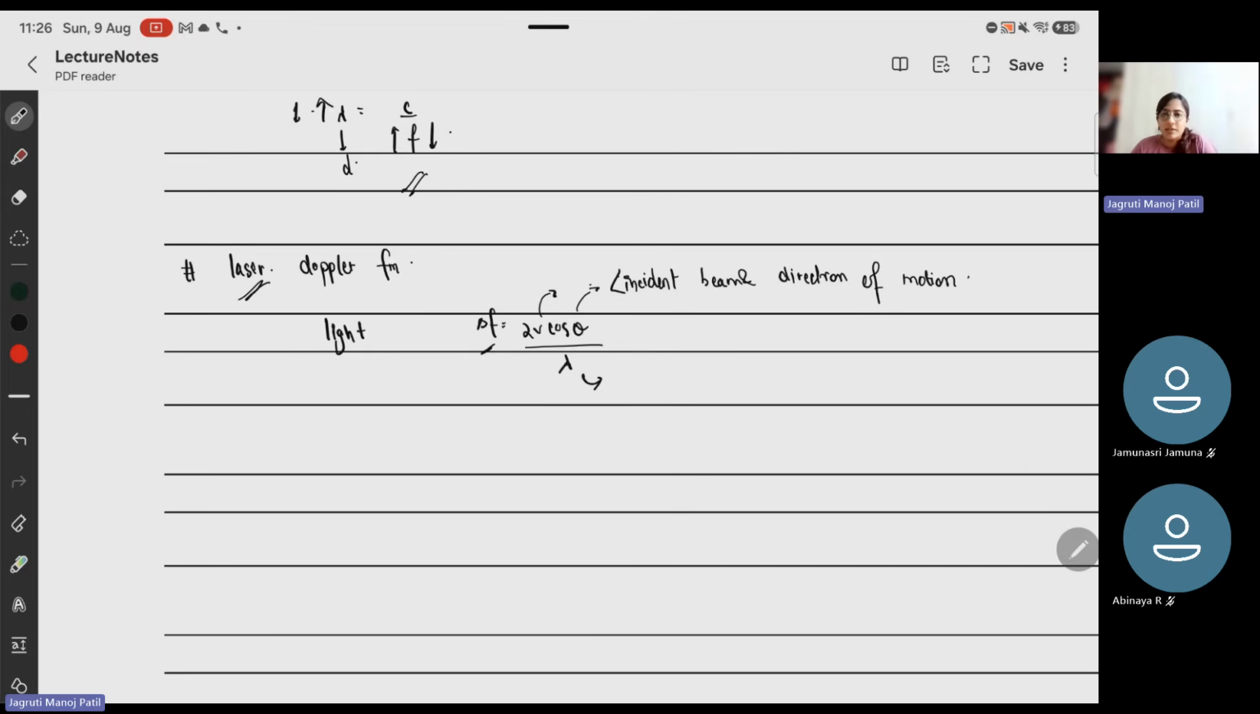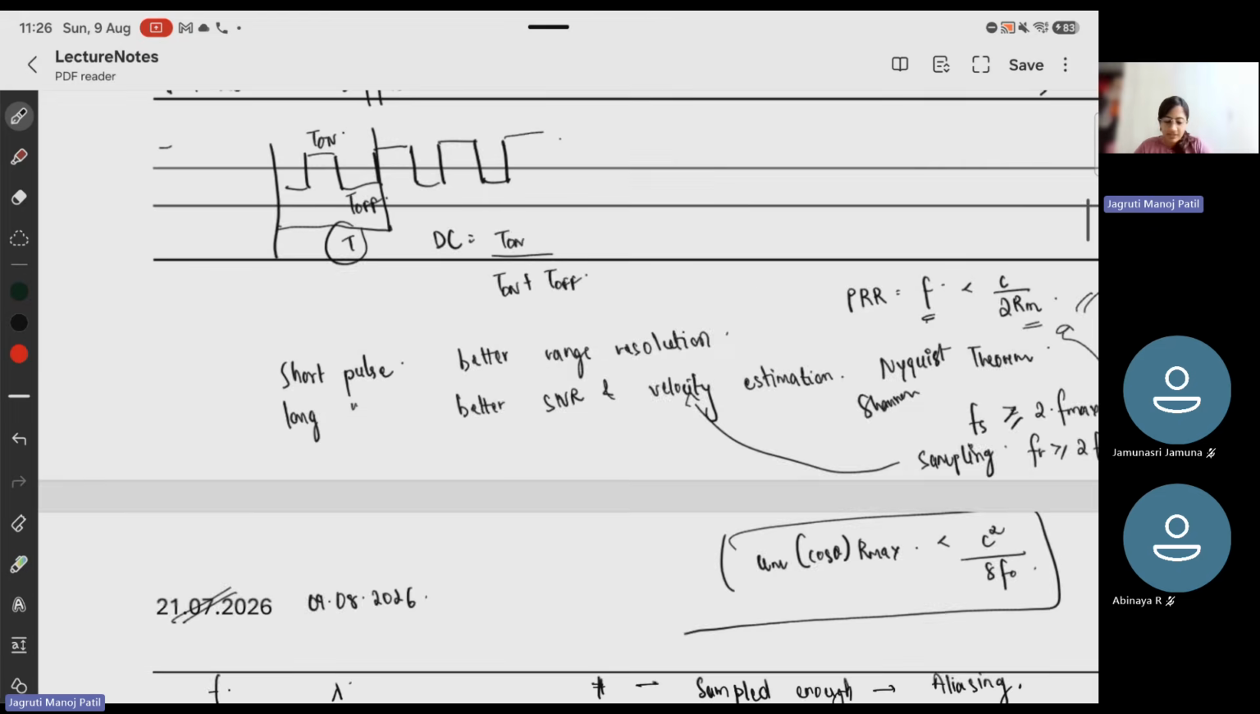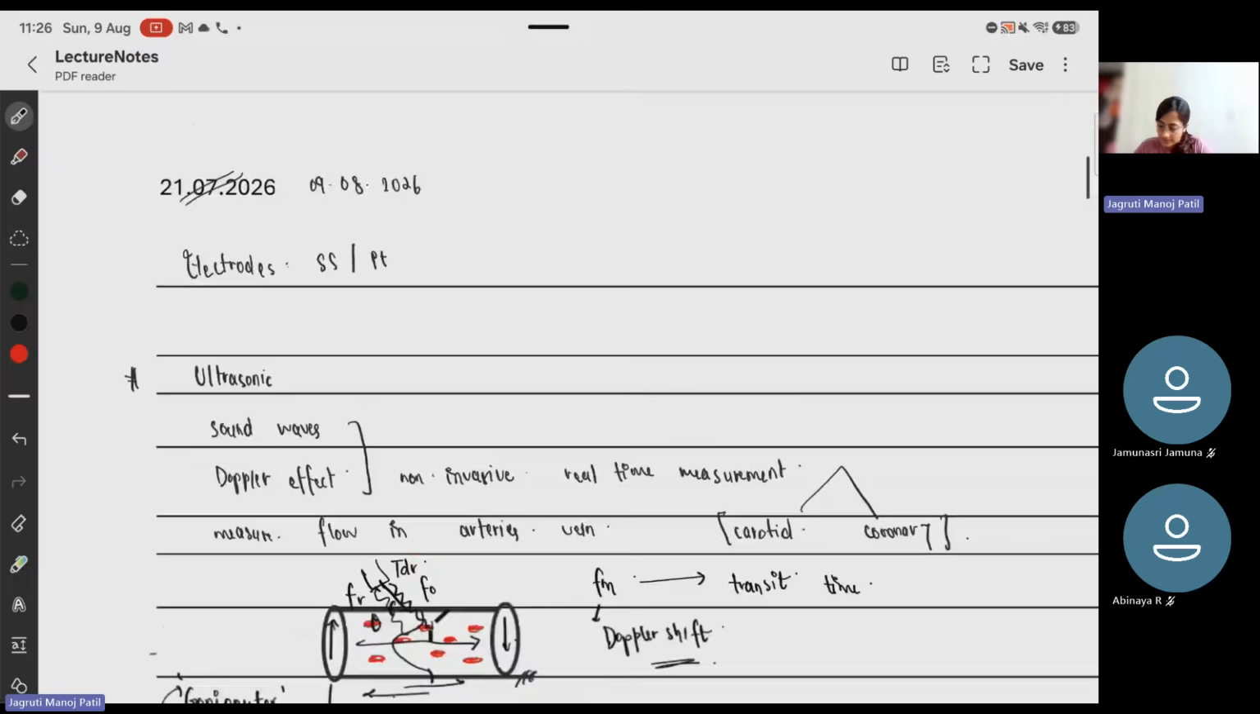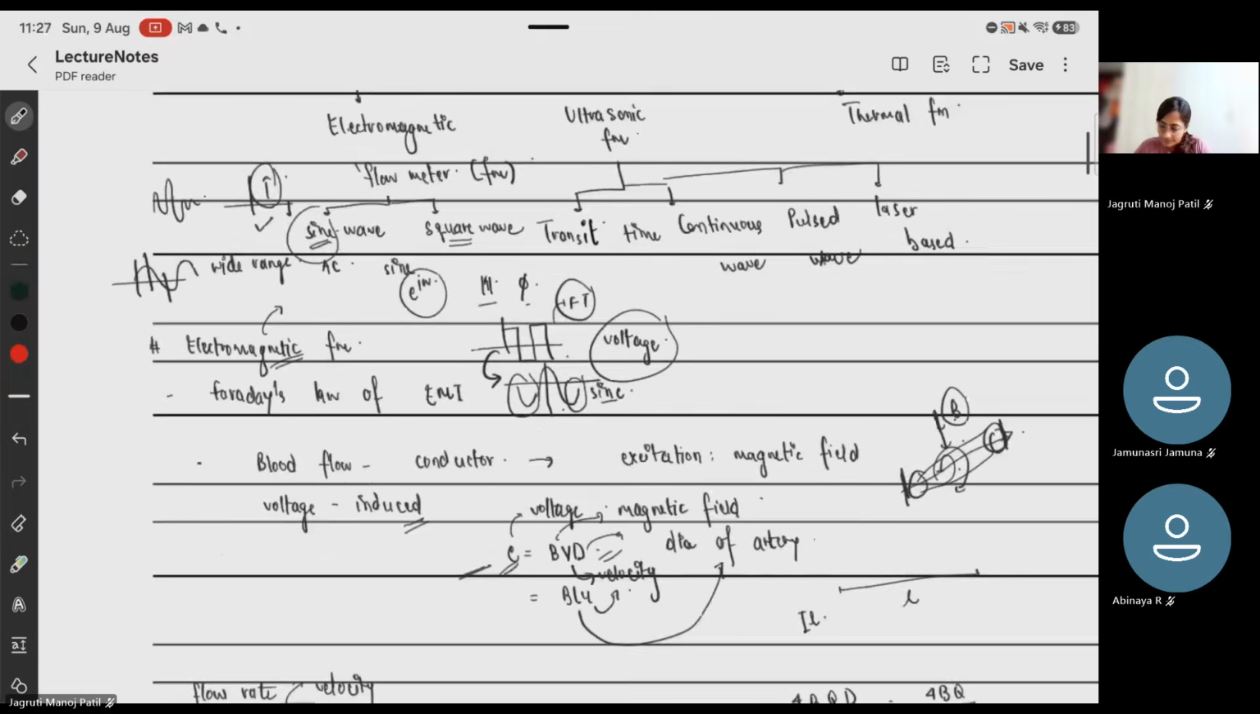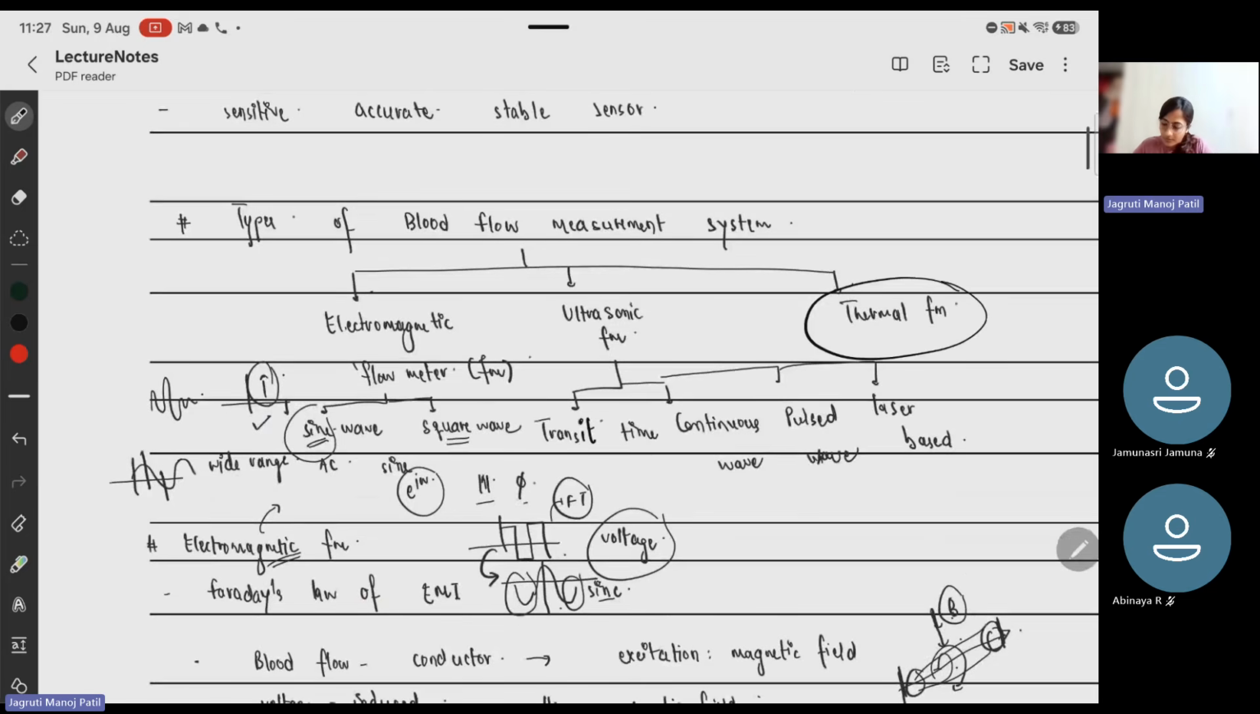Okay, so with this we have covered all categories of flow meters. The only one remaining is the thermal based flow meter. We have covered electromagnetic, sine, square, ultrasonic, transit, continuous, pulse, and laser. The thermal flow meter is remaining.